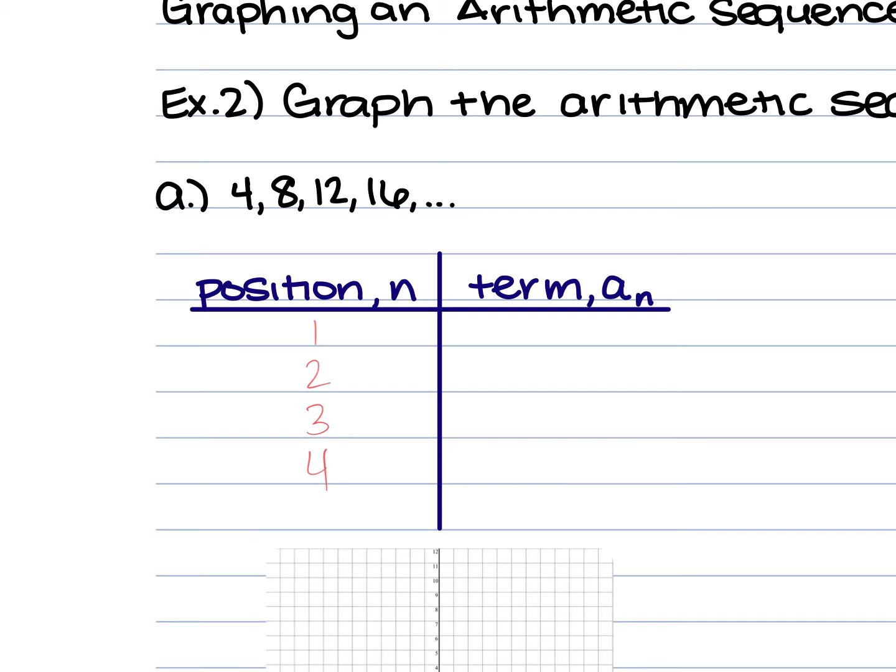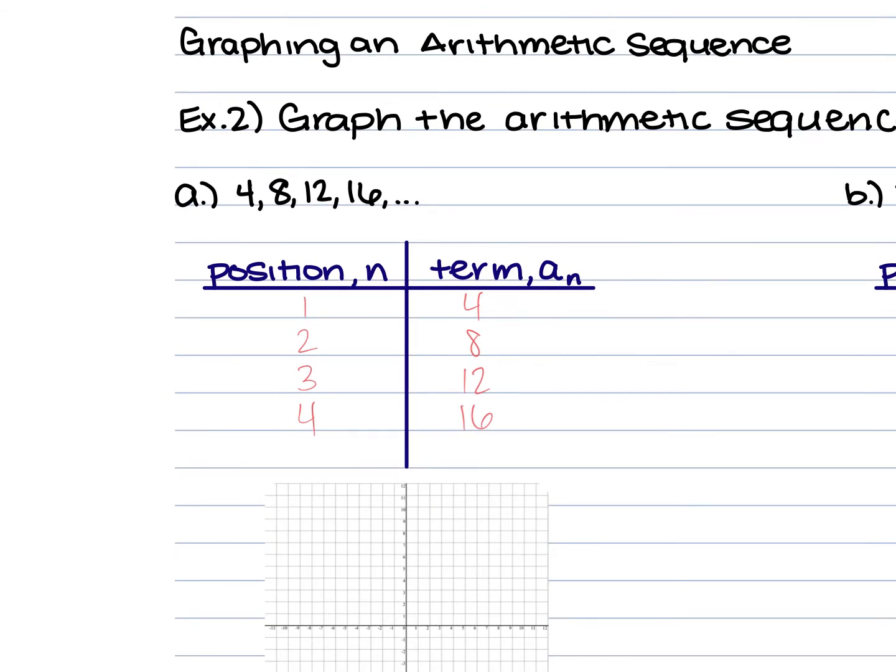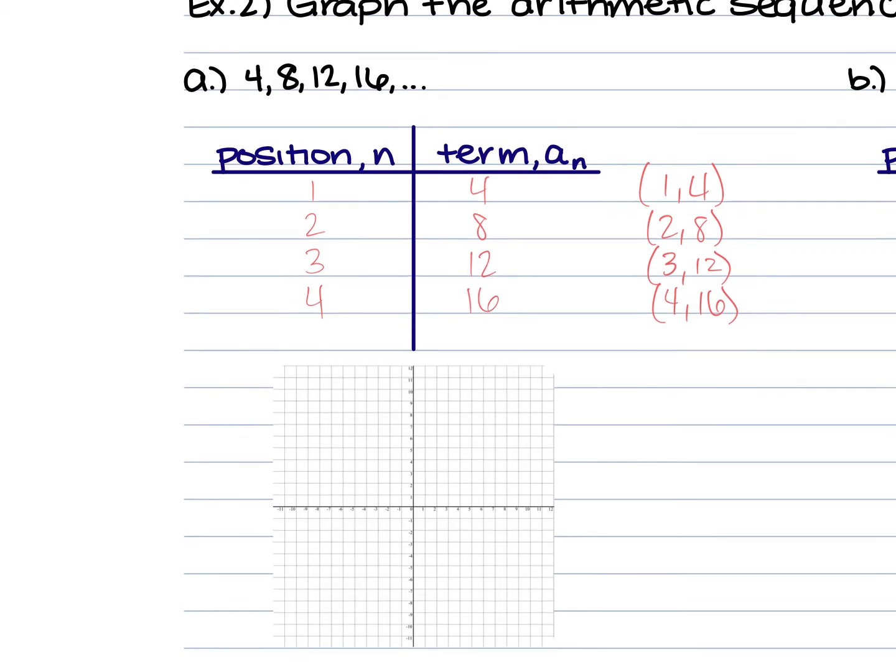Okay. Which term is in the first position? It's 4, okay? Which term is in the second position? 8. The third position? And the fourth position. So now, each of our coordinates is going to be the position and then the term. So my first coordinate is what? 1, 4. My second? 2, 8. Third? 3, 12. And the last? 4, 16. Plot them. Minus 4, 16, because that one is going to be off the graph.